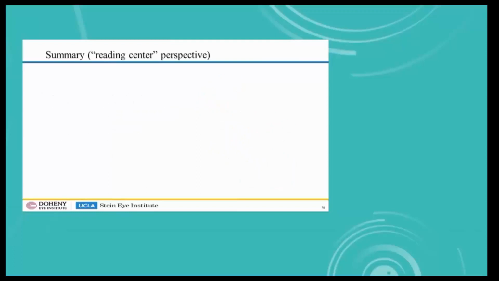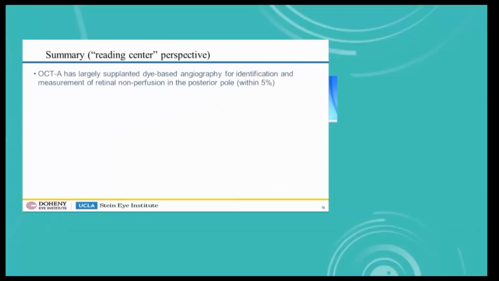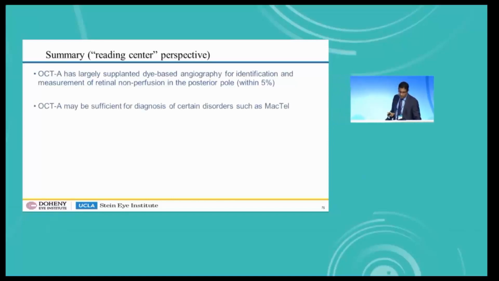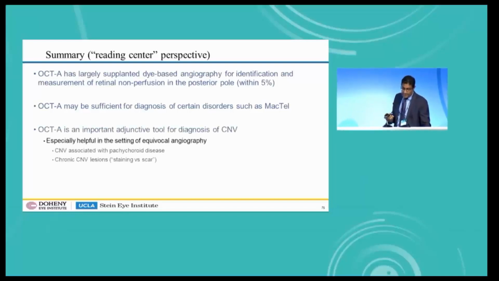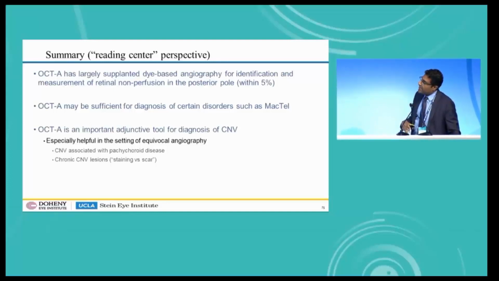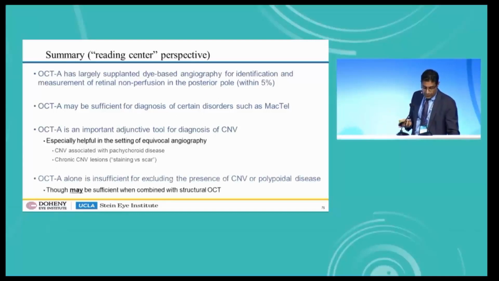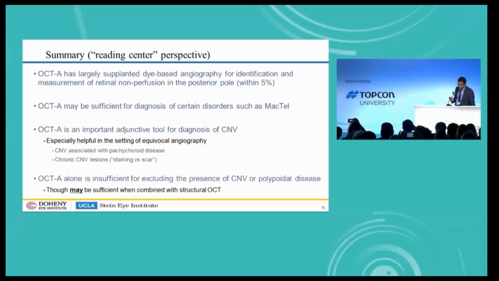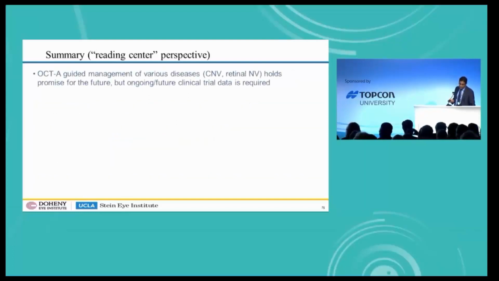So to conclude, putting this all together, from my perspective, I think OCT angiography has largely supplanted dye-based angiography. We're looking at non-perfusion, and we can do it repeatably, as I've shown. I think it's sufficient for diagnosis of certain disorders such as MACTEL. I think it's an important adjunctive tool for choroidal neovascularization, particularly in the setting of pachychoroid disease, but I think there's still a role for dye-based angiography here so far. OCT A alone, I think, is insufficient for excluding the presence of CNV or polypoidal disease, but it may be sufficient when combined with structural OCT in some cases.